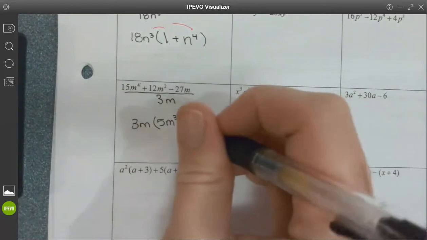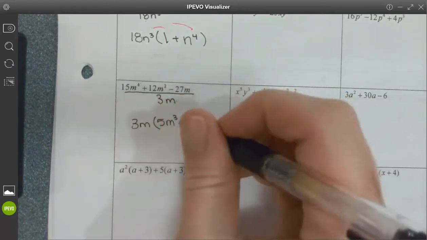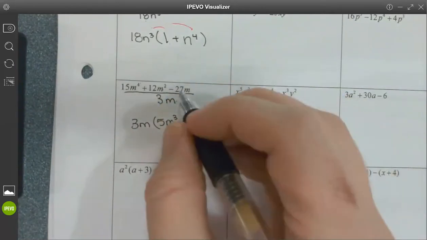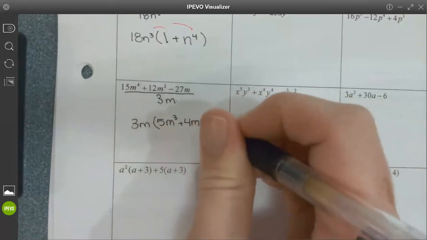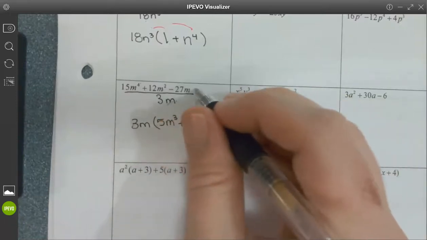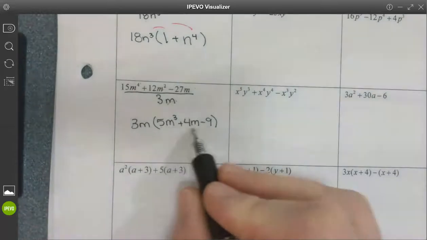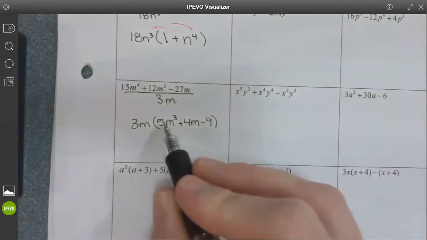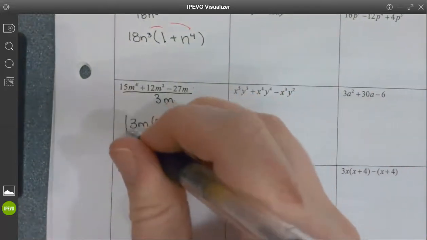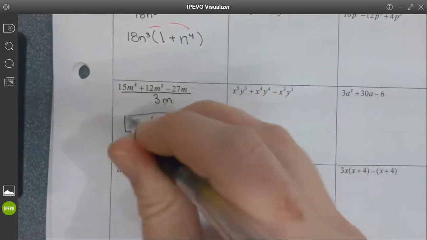12 divided by 3, 4. 2 take away 1 leaves me with 1m. Negative 27 divided by 3 is negative 9, and these m's would cancel. Again, I can check, these don't share any common factors, 5, 4, and 9, so I know I took out the greatest common factor.